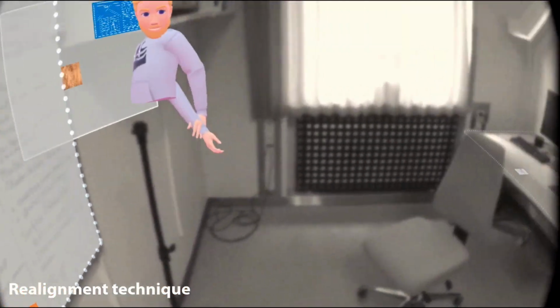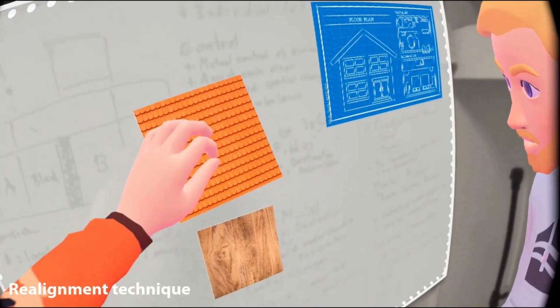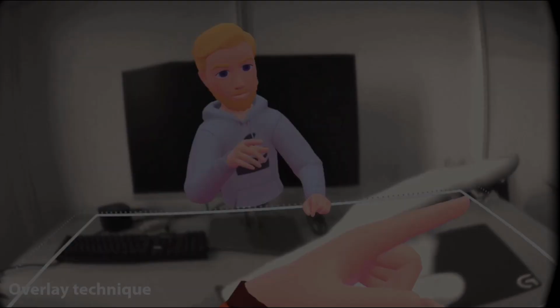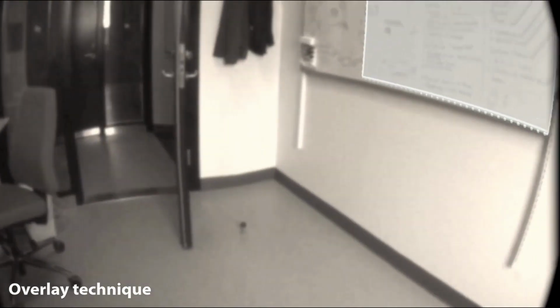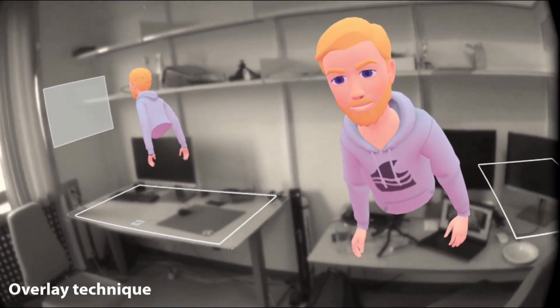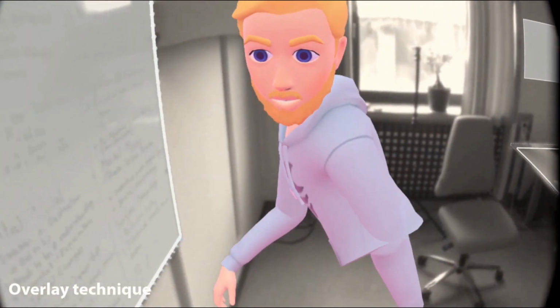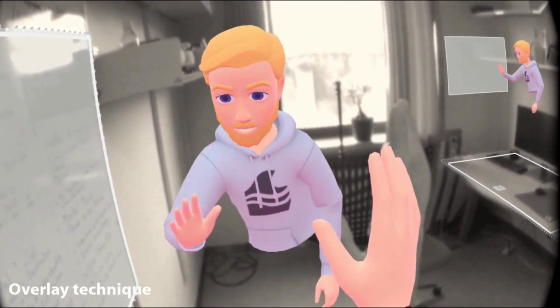Via the realignment technique, users can trigger a switch from aligning around the table to aligning around the whiteboard. With the overlay technique, all partial alignments are overlaid at once, and Alice sees Bob twice as an avatar located relative to each partial alignment.